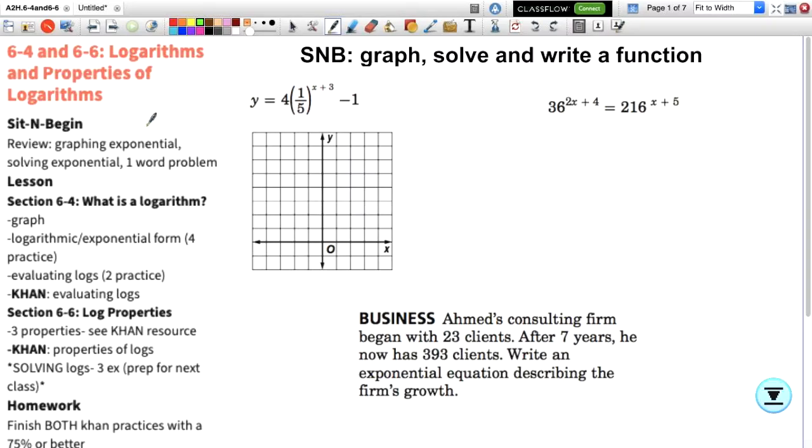Today's a day where things start to overlap again. So today's lesson is actually going to cover bits and pieces of two sections, and that's going to start and introduce and then talk about the properties of logarithms. What logarithms are overlaps kind of with two things that we've already learned this year. So we'll talk a little bit about that.